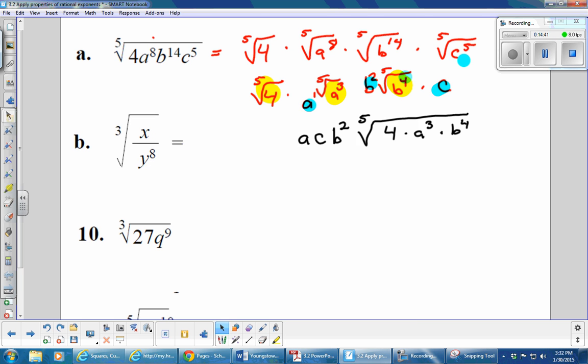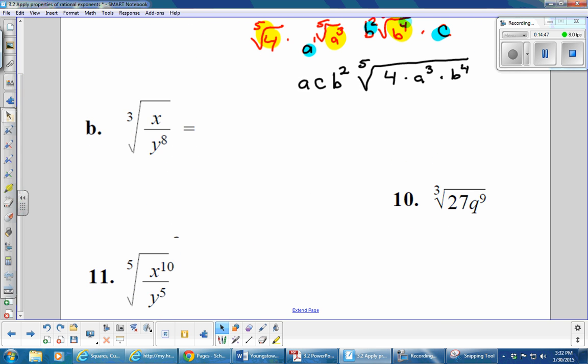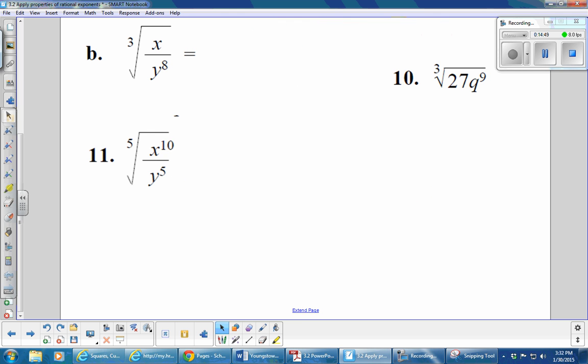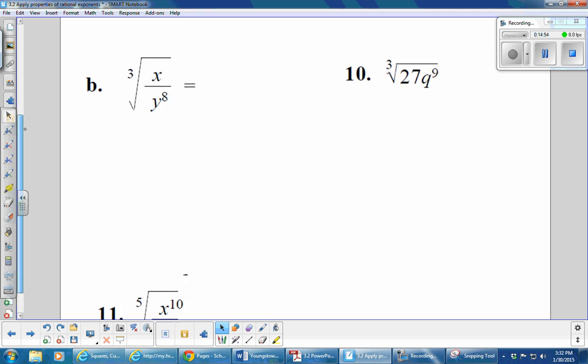Let's try this next one. Here, let me get this guy out of the way. We'll move him over here. Move this guy down a little bit. Give myself some more room. Okay, so let's do these two. We'll see how you did.